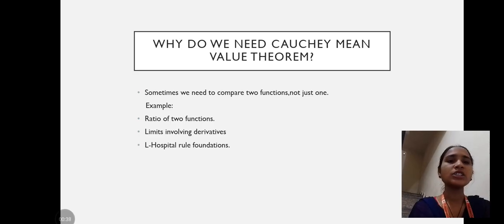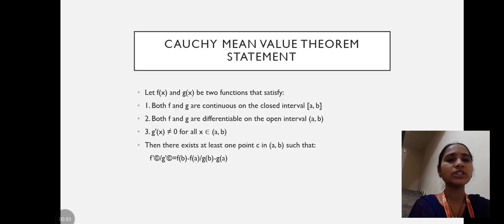Why do we need Cauchy mean value theorem? Sometimes we need to compare two functions, not just one. For example, to compare the ratio of two functions, limits involving derivatives, and L'Hospital rule foundations. Cauchy mean value theorem statement.